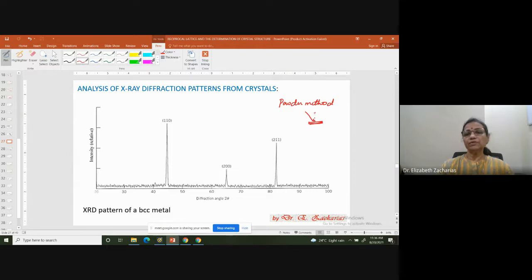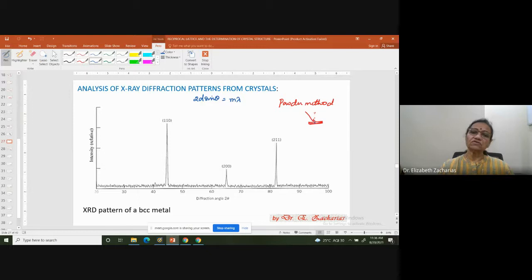You should remember that there will be diffraction maxima that you're getting corresponding to different crystallites within the material. The material is made up of different crystallites, and within each of these crystallites there will be planes of various orientations. All the planes which satisfy the condition 2d sin theta equal to m lambda will give rise to diffraction.